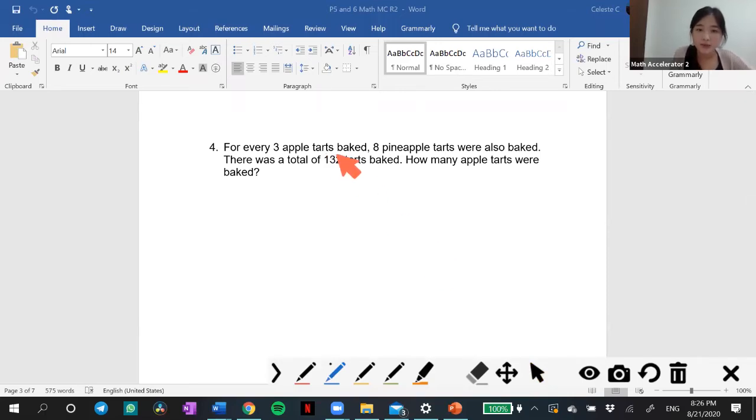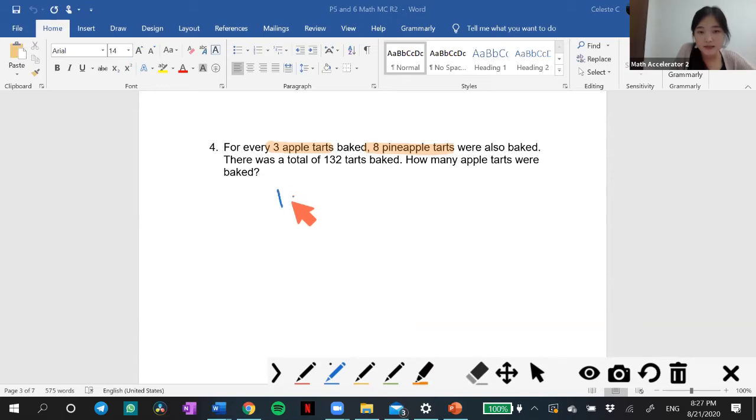For every 3 apple tarts baked, 8 pineapple tarts were also baked. There was a total of 132 tarts baked. How many apple tarts were baked? Okay, so the keyword here, right? 3 apple tarts, 8 pineapple tarts. Correct. I see a lot of you got the answer already, but please bear with us because some of you might not have gotten it yet. So how many apple tarts were baked?